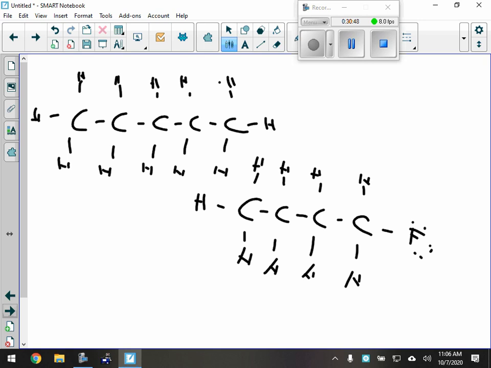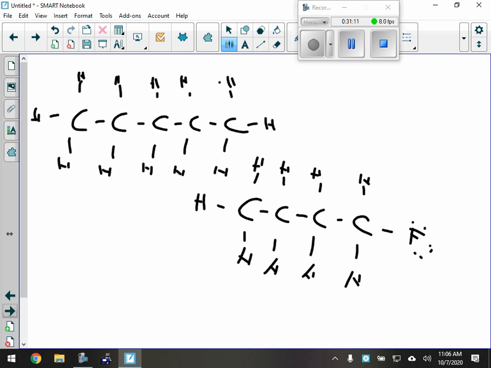Now, you should be able to look at those two and automatically pick out which one's going to be higher. Yes? Because what do we know about this? We already said this is what? Nonpolar? It's symmetrical, right? It's nonpolar. It looks the same all the way around. It's nonpolar. That's London. Does this look the same all the way around?